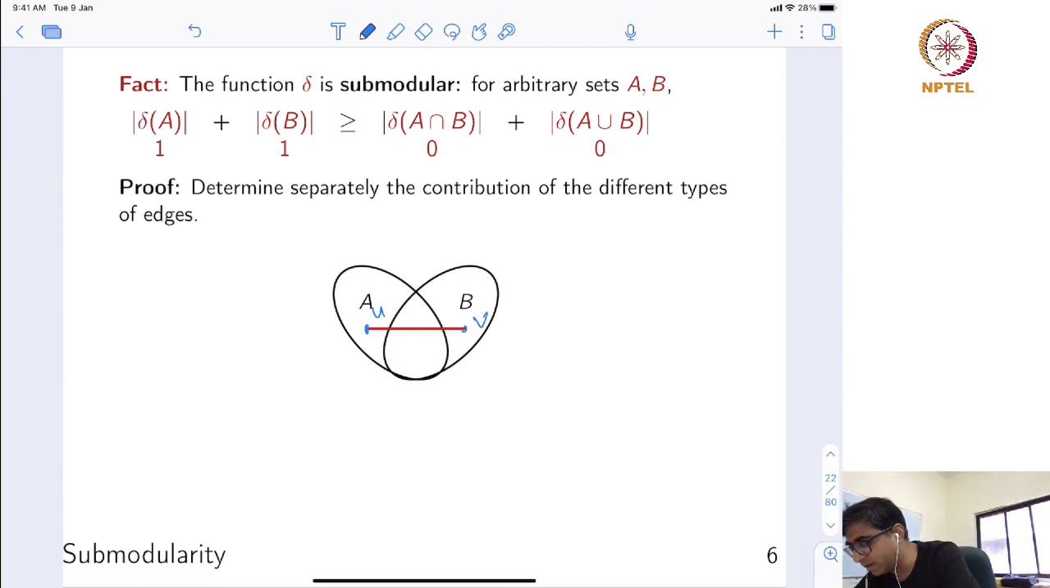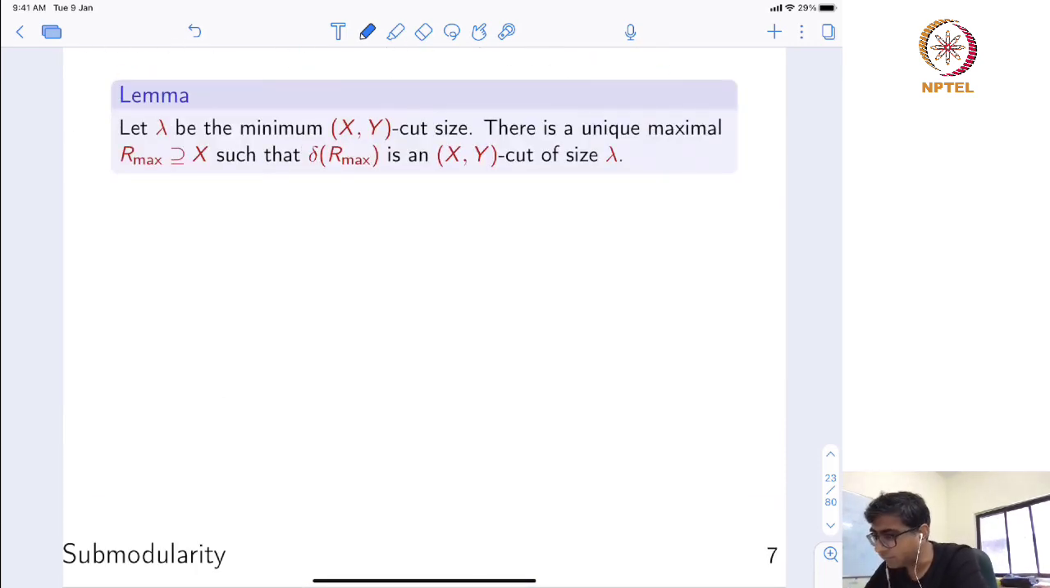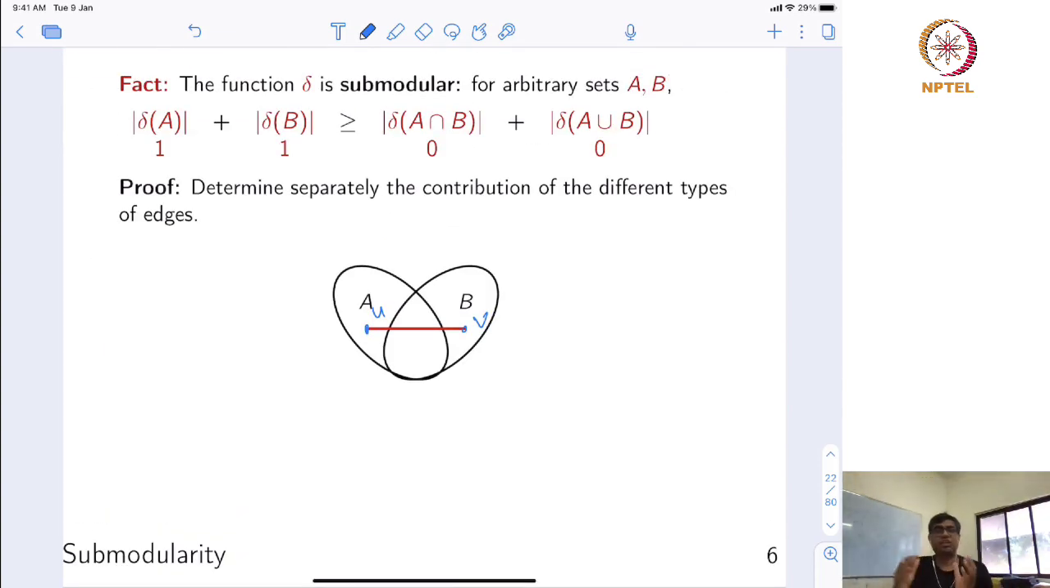From the huge perspective, V is outside, but it's not in A because it's not in the intersection. Then again, it contributes to delta A and delta B, but it does not contribute to anything on the right hand side. Neither is it in intersection B, nor in A union B. And in this case, the left hand side still contributes more than the right hand side. So this just tells us that the function delta is submodular.